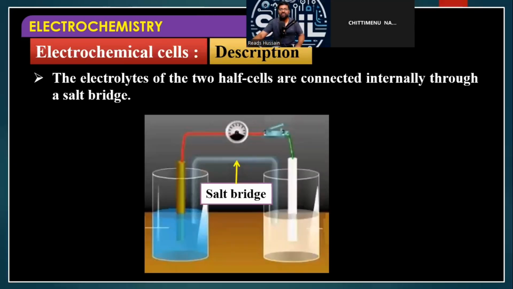In between these two beakers, there is a U-shaped arrangement. See this one, the U-shaped arrangement. This is called a salt bridge. So this is the simplest arrangement of a galvanic cell.